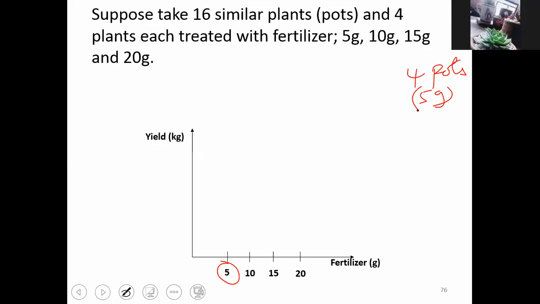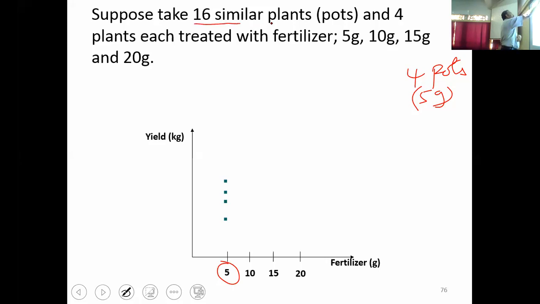Different yields. Why different yield? What is the reason? Why will all 4 pots give different yields? Performance of the plant will vary due to other reasons beyond the fertilizers. What is the other reason? Is it genetic factors? I already said that all have the same genetic factor.